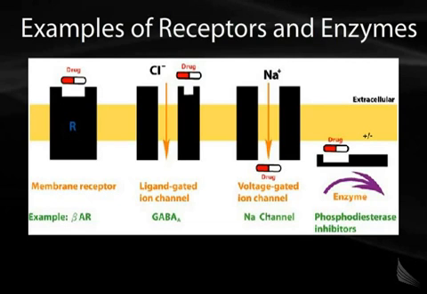Another example of a drug receptor that can bind to a medication would be a voltage-gated ion channel, such as a voltage-gated sodium channel. Certain antiarrhythmics will bind to the channel and prevent the passage of sodium through that channel. Other drugs, such as phosphodiesterase inhibitors, will inhibit enzymes that are located inside cells, and this would be another example of an intracellular drug receptor.